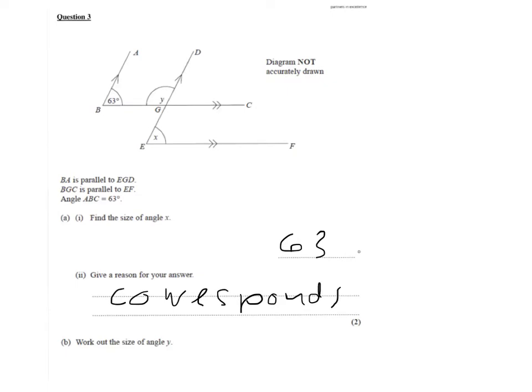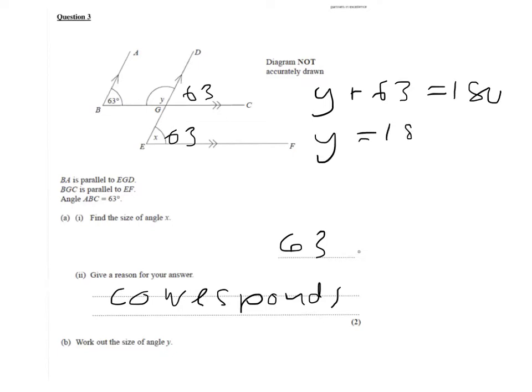Okay, work out the size of angle y. Now if this is 63, then the angle here will be 63. They correspond. And so angle y plus 63 is on a straight line, so it makes 180. So y will equal 180 minus 63, sorry, not minus 117, minus 63. 117 was the answer. So y and 63 are 180, 180 subtract 63, 117, and that's your answer.